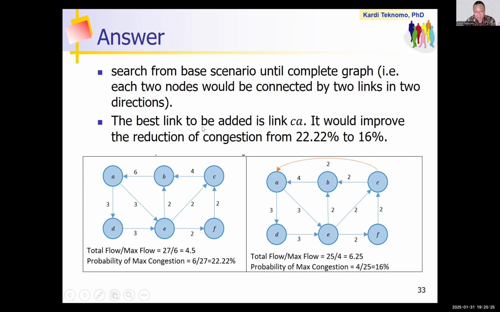And then say in this example, the best link will be link CA. Yeah? That will improve, for example, the congestion will reduce from 22% to 16%, for example. In this example. Okay. So using IFN, you can also do long-term prediction.